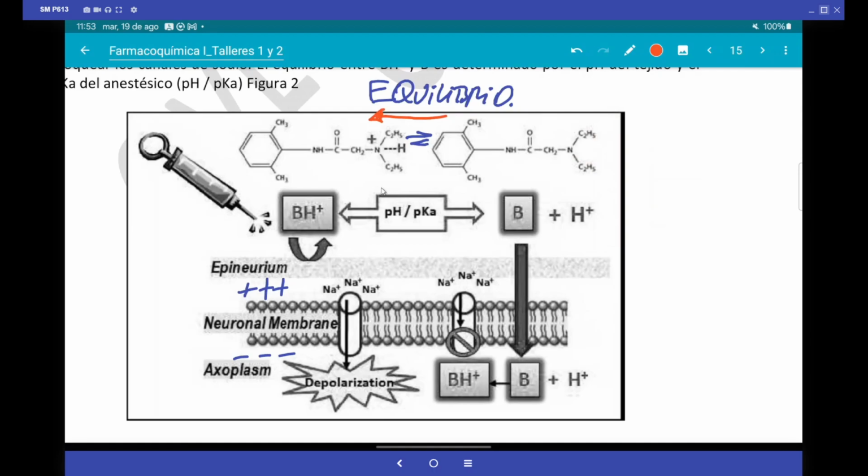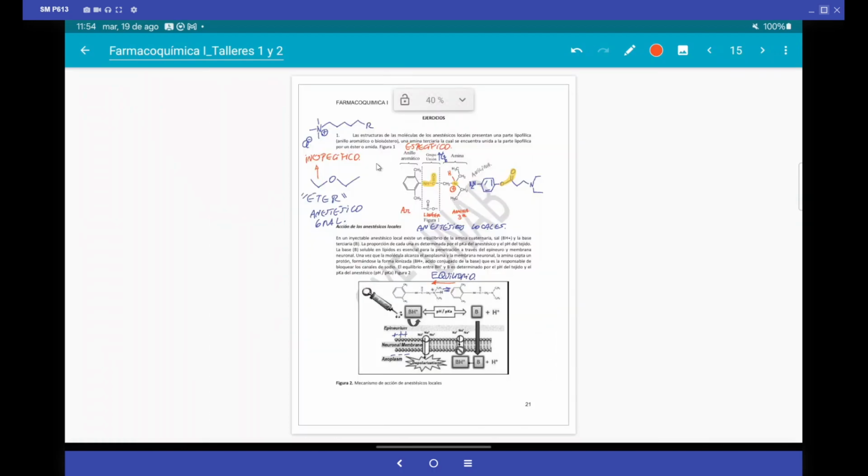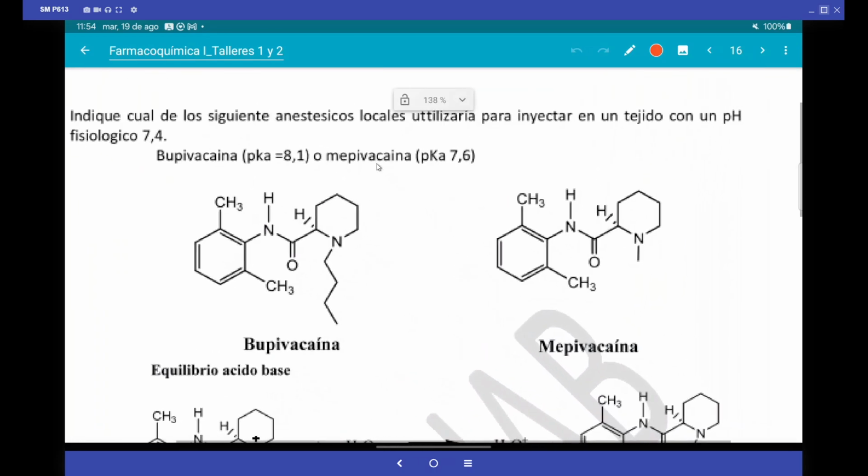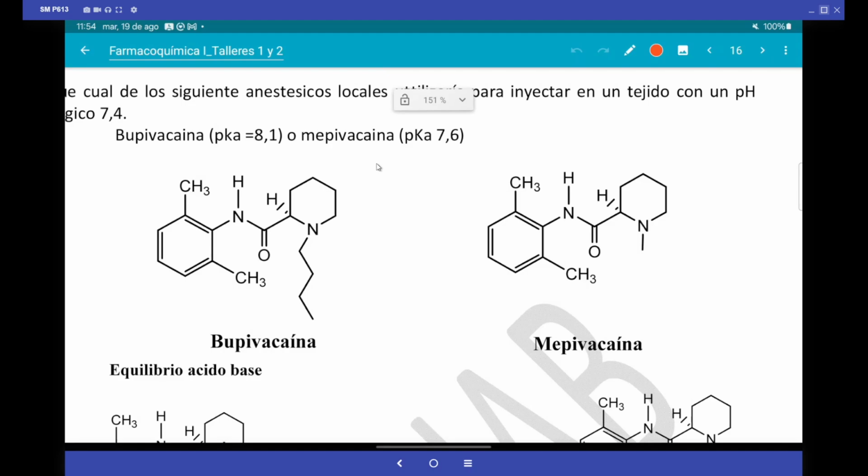Now what interests me is that we are able to say this is going to be protonated, it is going to be ionized. And in what percentage is it going to be ionized? We are going to do this for these types of functional groups. Here we have 2, then we are going to do this analysis while comparing with bupivacaine.